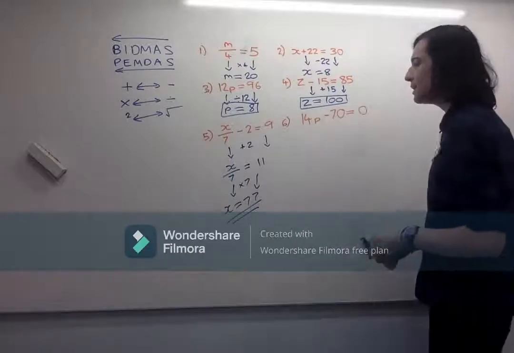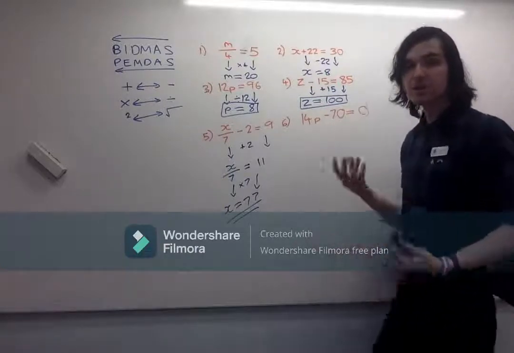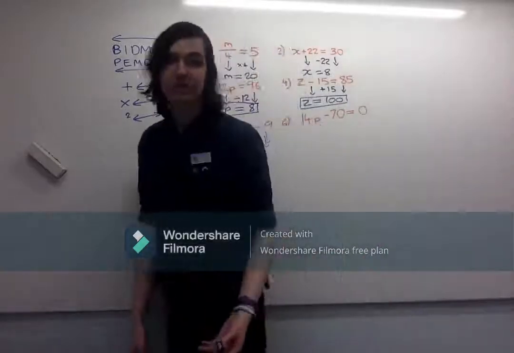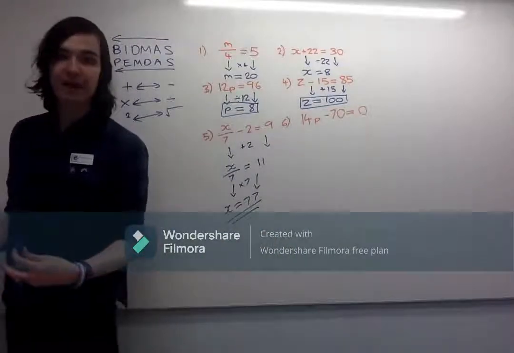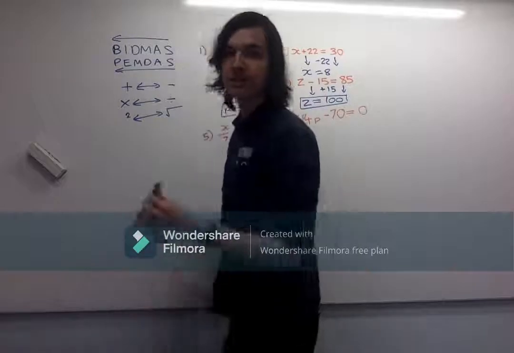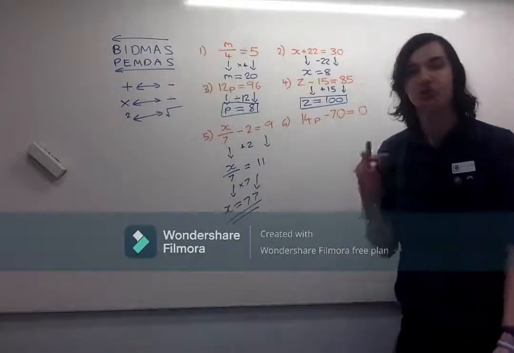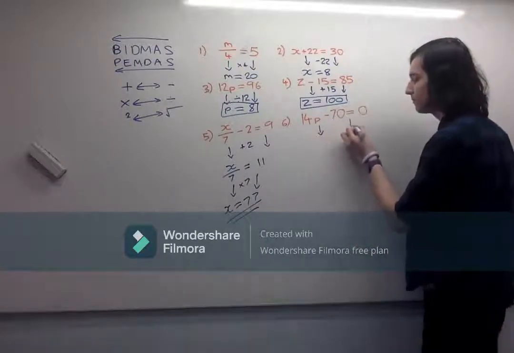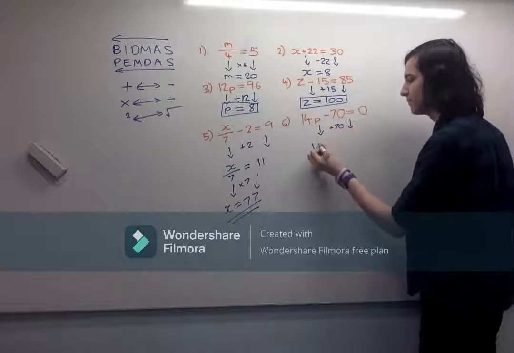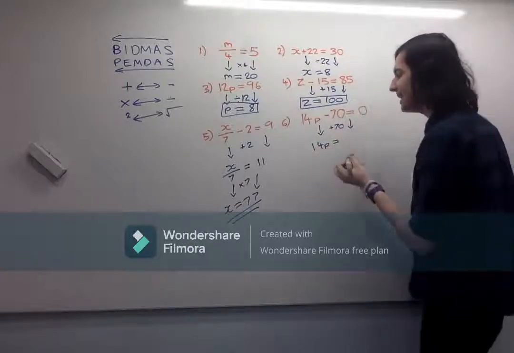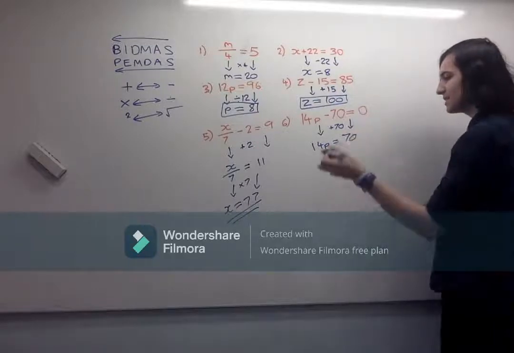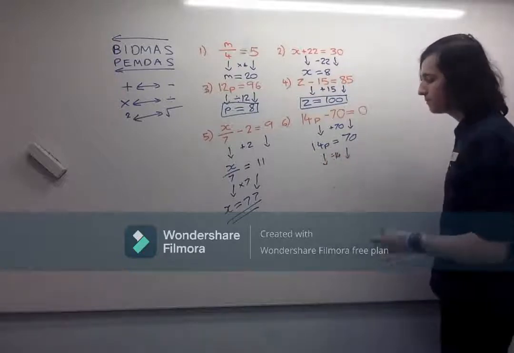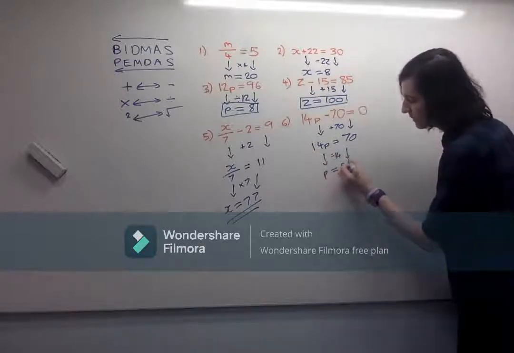Next up, 14p minus 70 equals 0. So I've got a mystery number. I've multiplied it by 14. I've subtracted it by 70. I'm at 0. And then I've got to go back on myself. Add 70. Divide by 14. You'll get back to where that mystery number is. So let's start off with the addition and subtraction. We're going to add 70 to both sides. That'll leave us with just 14p on the left. 0 plus 70, well, that gets us up to 70. And then from there, we've got to divide by 14. That will leave us with p equals 5.